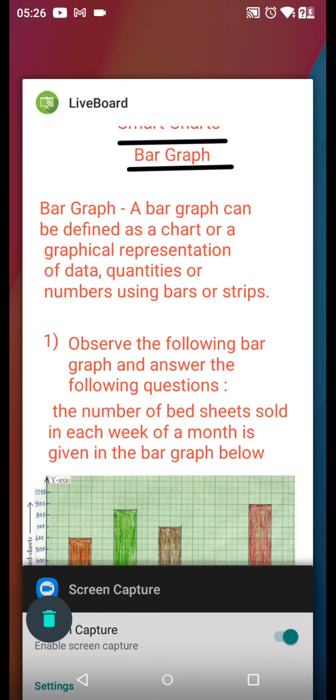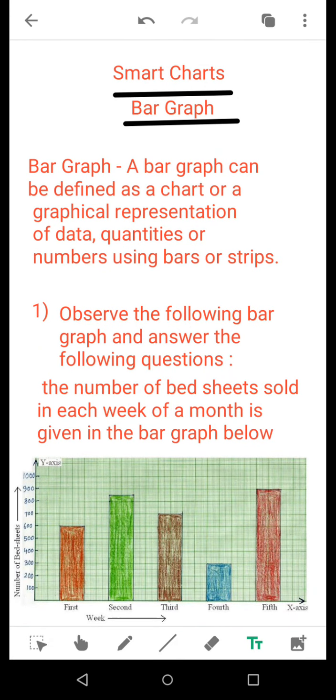Good morning, dear students. Today, from the smart charts, we will learn a new thing, bar graph. I think most of you know what a bar graph is, but we will just recapitulate what we already know.